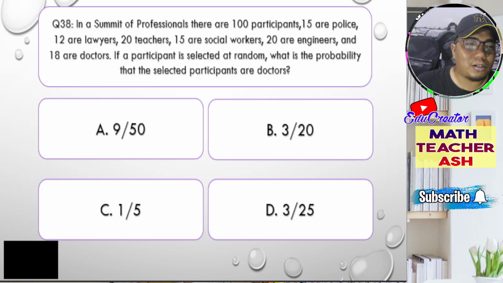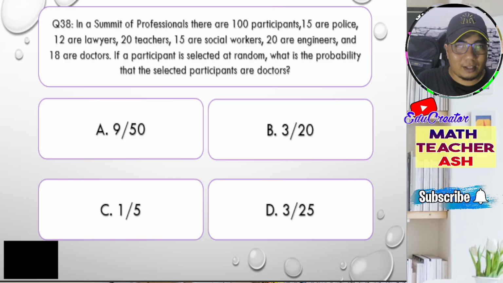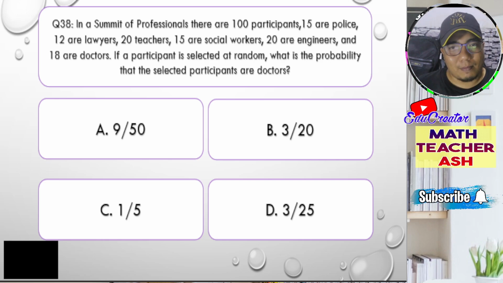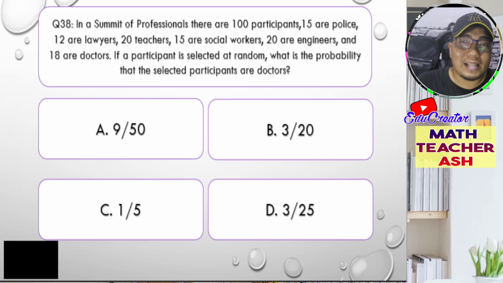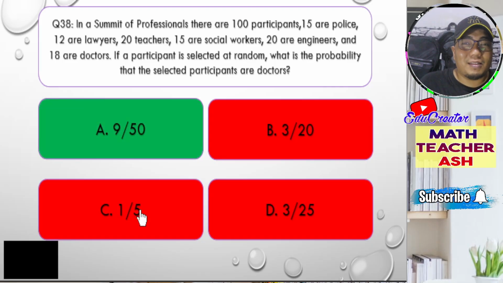Okay, my dear math learners, the question is focused on doctors. So how many doctors do we have here? There are 18 doctors out of the 100 participants. So 18 doctors out of 100 participants, if you simplify that fraction, 18 over 100, it is divisible by 2. So therefore, 18 divided by 2, 100 divided by 2, the correct answer is 9 over 50, and that is letter A. Very easy, my dear math learners.